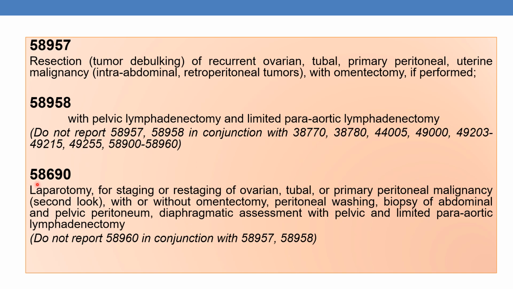The next is 58960. Laparotomy for staging or restaging of ovarian, tubal or primary peritoneal malignancy with or without omentectomy. Peritoneal washing, biopsy of abdominal and pelvic peritoneum, diaphragmatic assessment with pelvic and limited para-aortic lymphadenectomy.